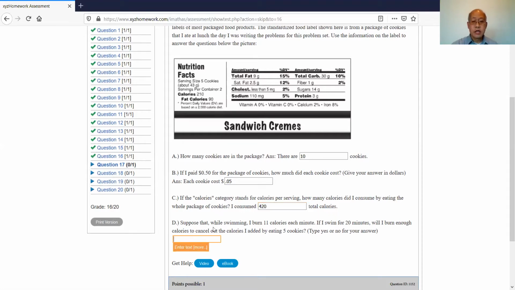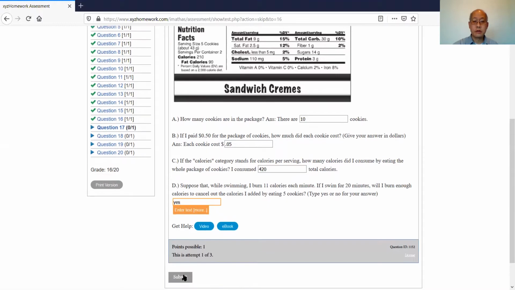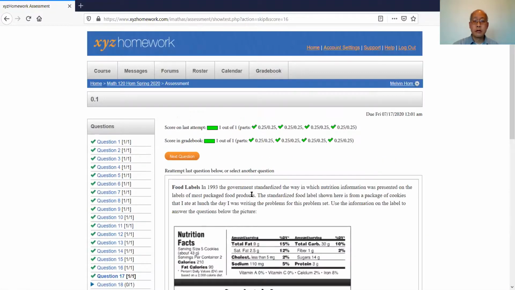Finally, D. Suppose that while swimming, I burn 11 calories each minute. I swim for 20 minutes. So that's going to be 11 times 20, which comes out to be 220. Okay, so I burn 220 calories. Well, do I burn enough calories to cancel out the calories from eating 5 cookies? So 5 cookies is 210 calories. So I added 210, I'm burning it off with 220. So that means the answer is yes. So they want me to type YES for the answer and submit, and they're correct.